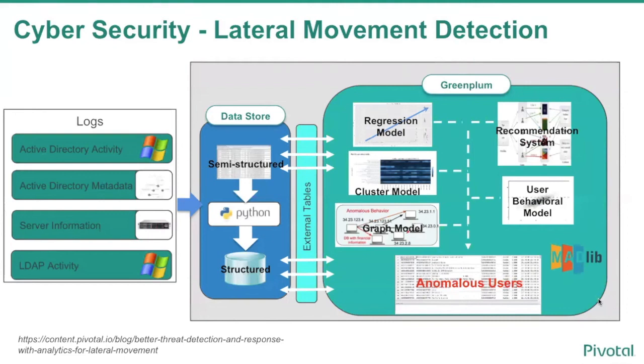So here we have a cybersecurity use case. So this is logs that are collected from Active Directory activity, server information, as well as LDAP activity. These logs are then stored on external data sources that are accessed via Greenplum through external tables. And by using the full suite of analytical tools provided by Greenplum, we're able to develop an ensemble model, such as regression, user behaviors, and graph model. And by using this, we can actually develop a particular score for a user, an aggregate score. And this can be used to determine whether a user is going through normal user activity or whether they might be an anomalous user.